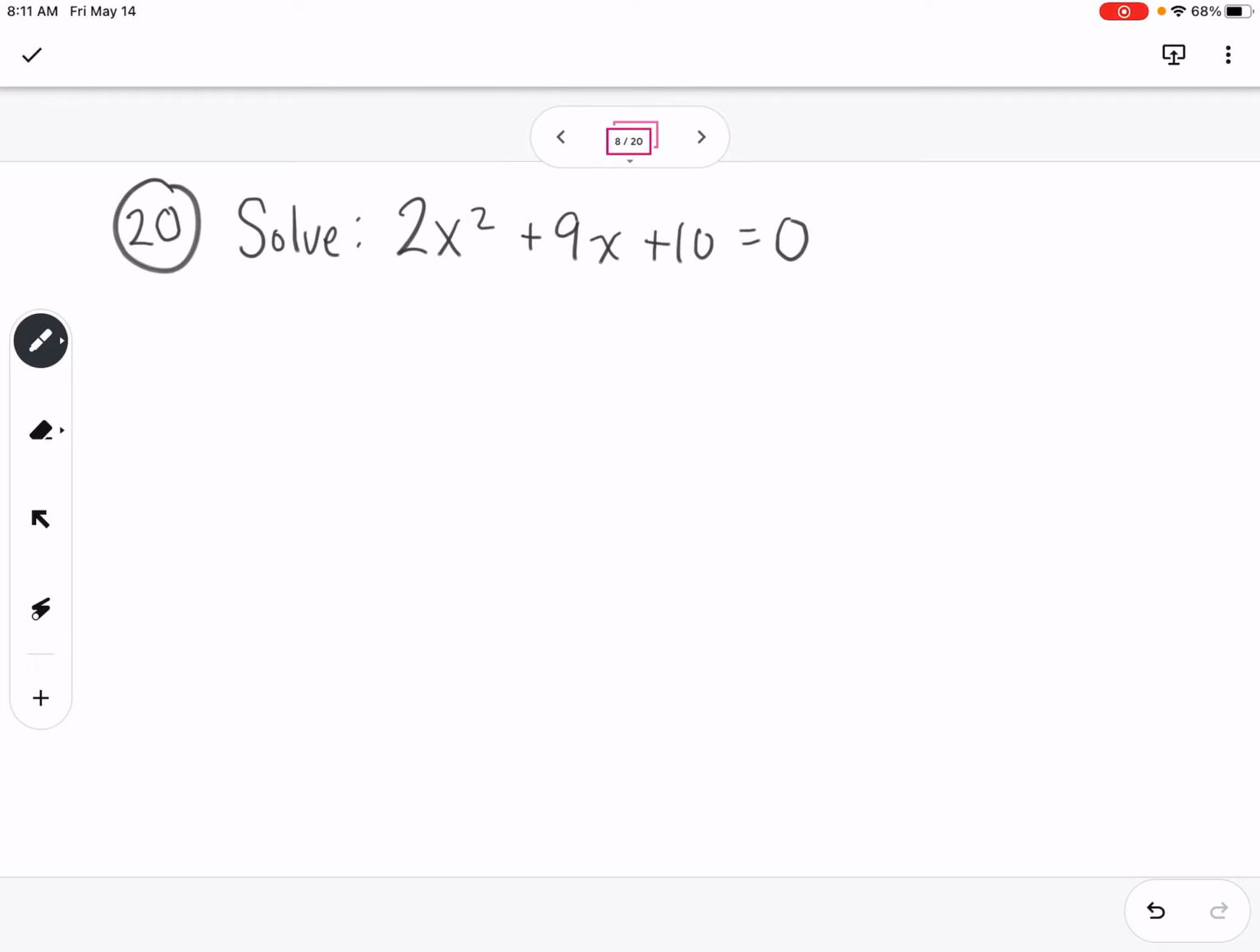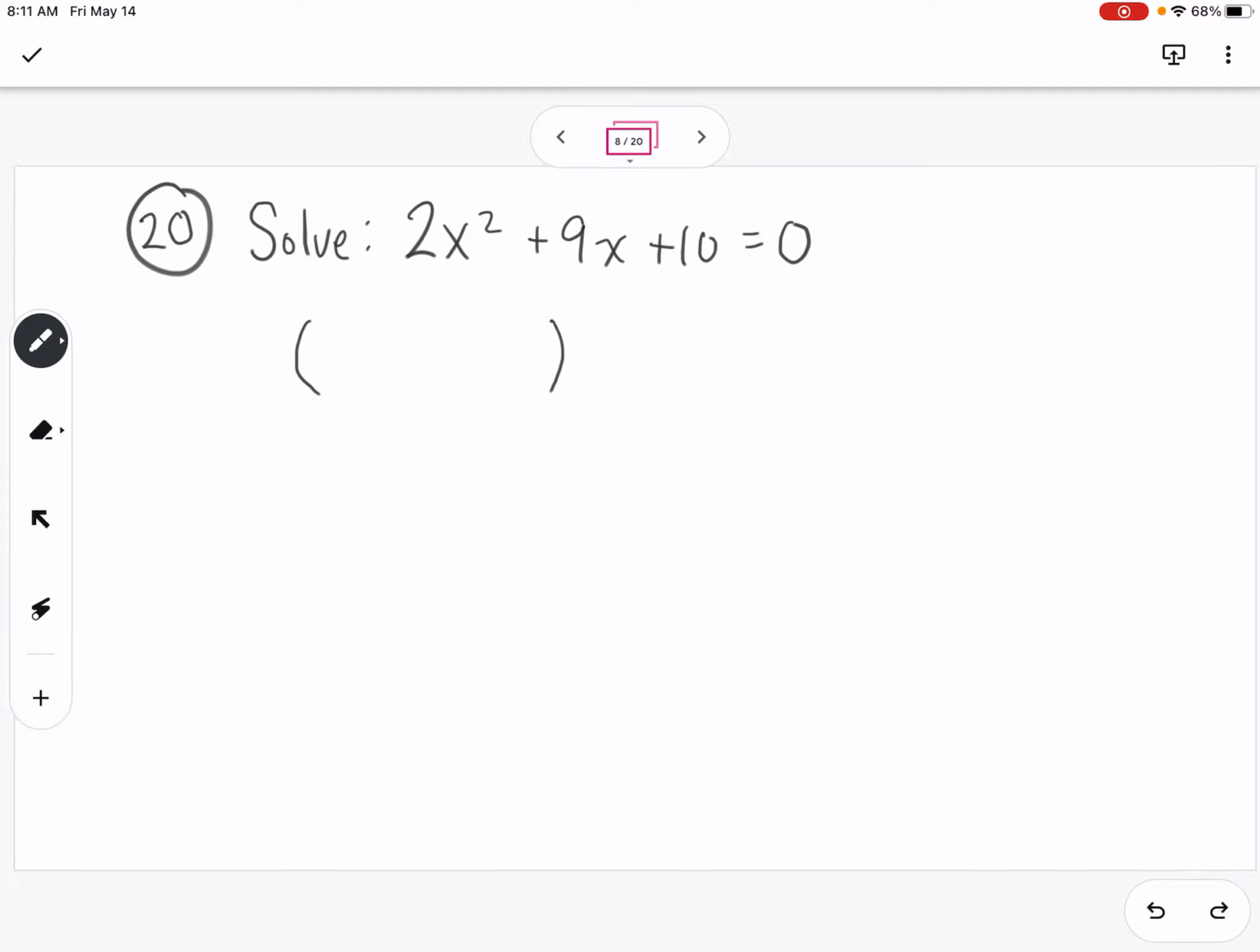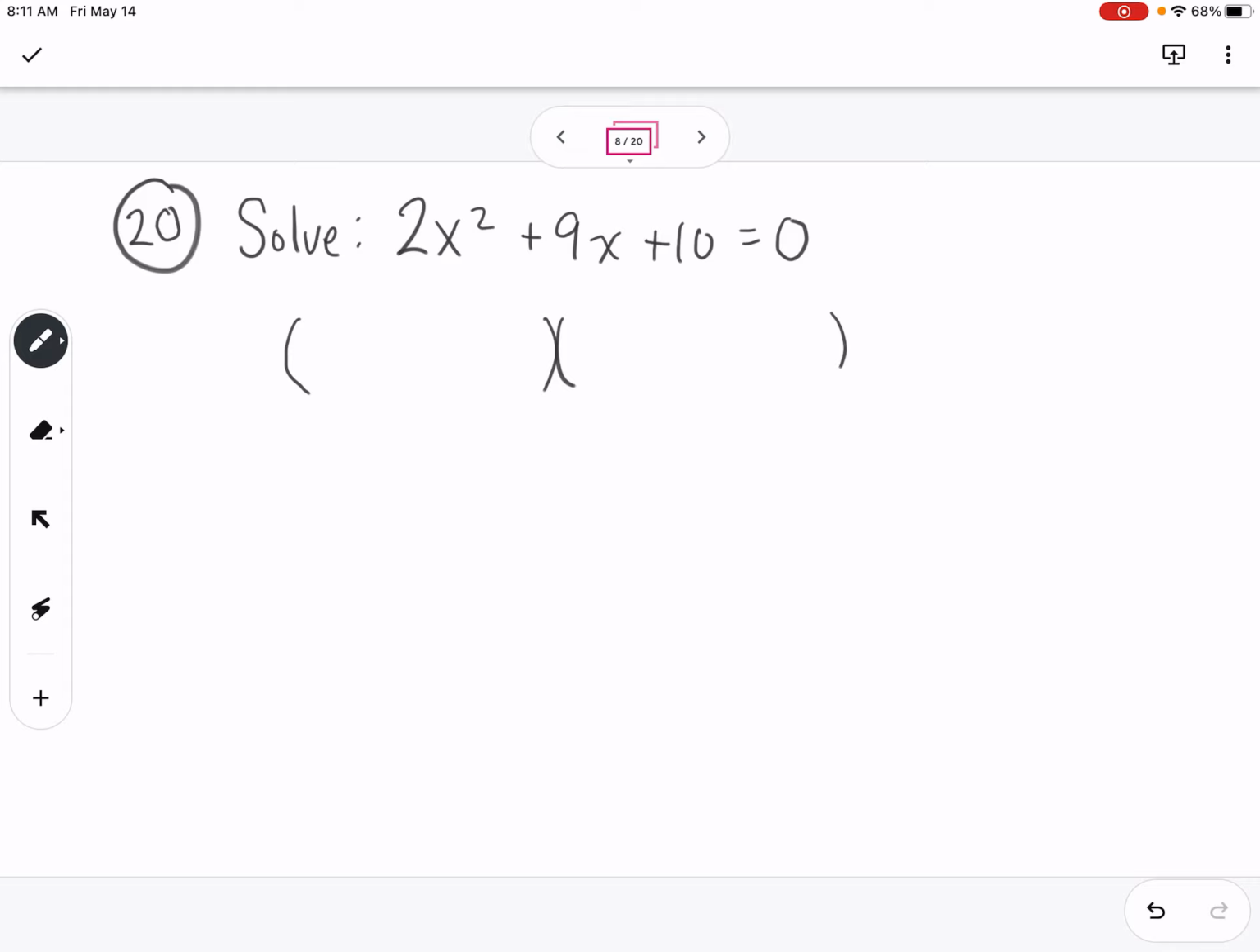In question 20, we're asked to solve. Now the difference between this question and the previous questions is that here, this number out in front of the x squared is not 1. So it's not just x squared by itself, which is 1x squared, but instead there's a number in front of it, a 2. So here's what we need to remember about factoring when we have a number out in front.